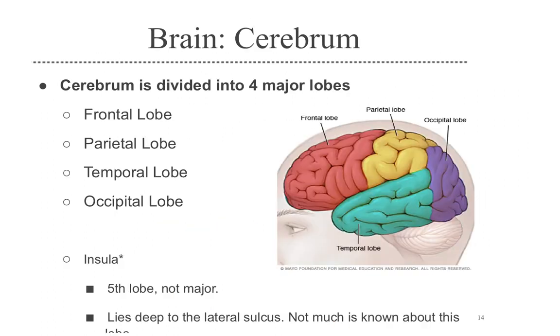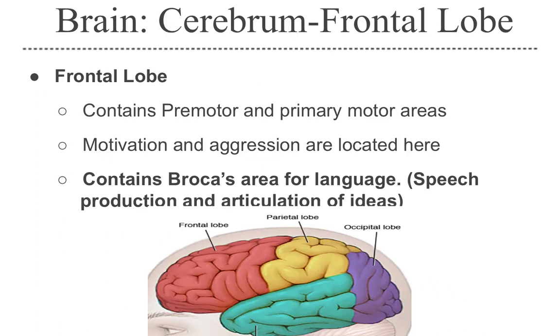So the cerebrum is divided into four major lobes: frontal, parietal, temporal, occipital, and then the insula, which not much is known about. It lies deep, deep within the cerebrum, and they're still studying it. Okay, let's talk about the frontal lobe.